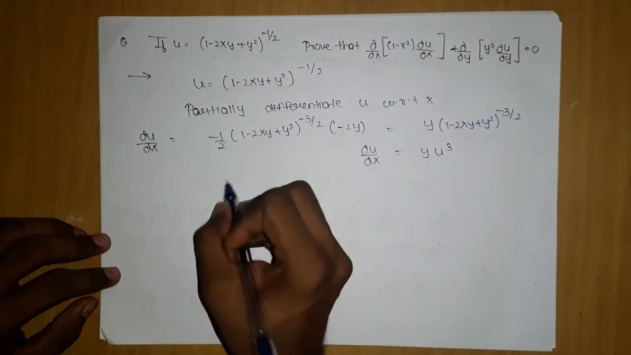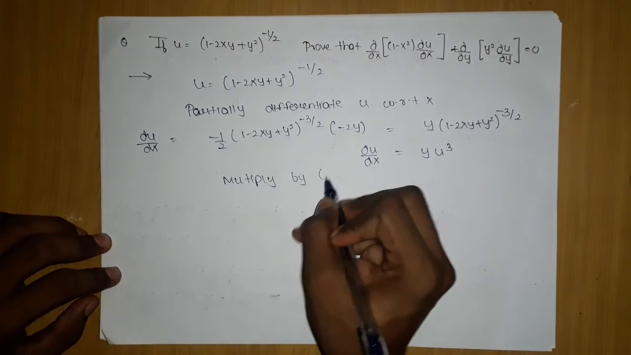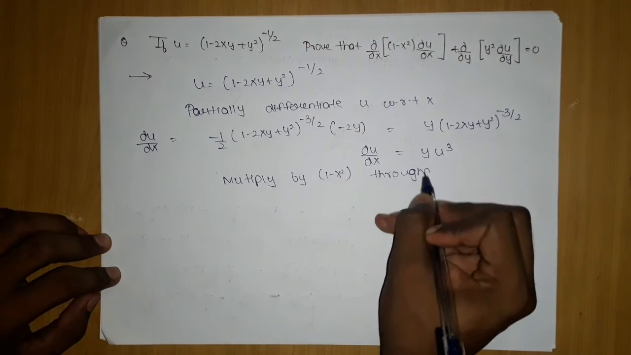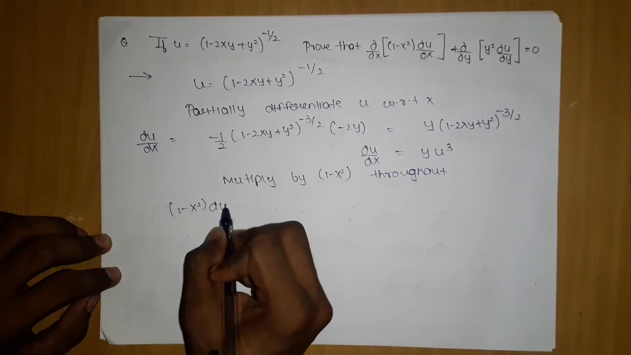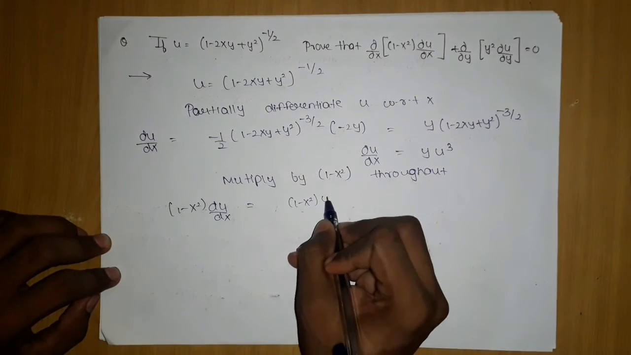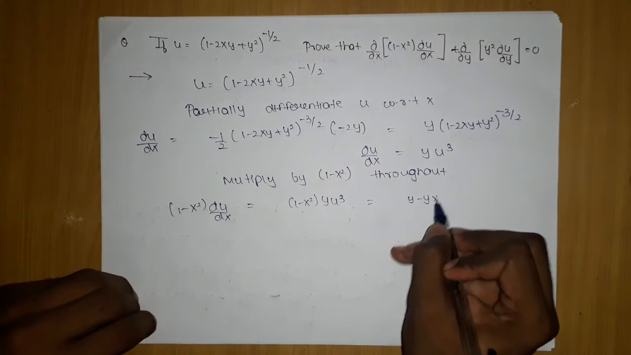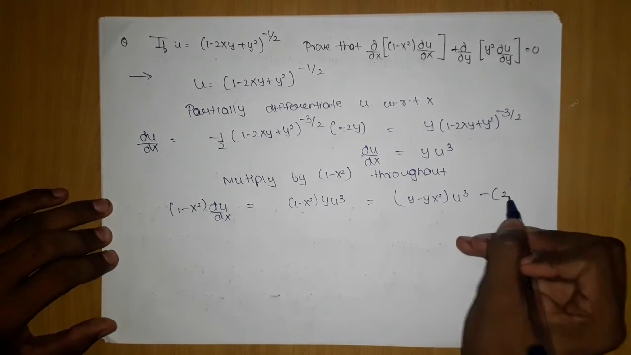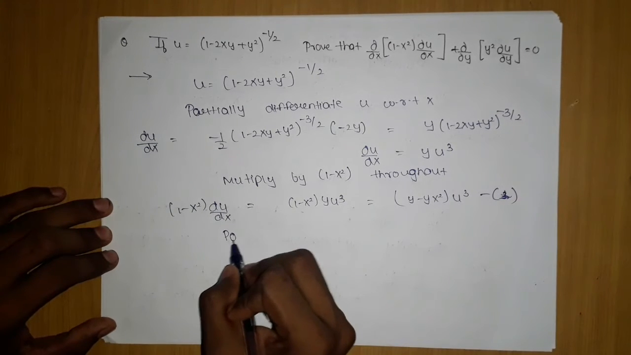Now I will multiply by (1 − x²) throughout. What we get is (1 − x²) ∂u/∂x, which will be nothing but, if I multiply (1 − x²) with y u³, y − yx² into u³, which will be nothing but (y − yx²) u³. Now call it equation 1.